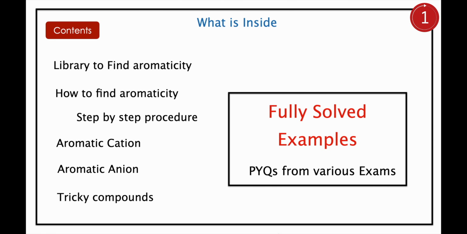What is inside this video? We will see the library to find the aromaticity. Basically, it will help you to solve the problem. Then, how to find aromaticity, step-by-step procedure to identify it. Then aromatic cations, aromatic anion, some tricky compounds. All the examples are taken from previous year questions. It will help you to understand and maximize the clarity.